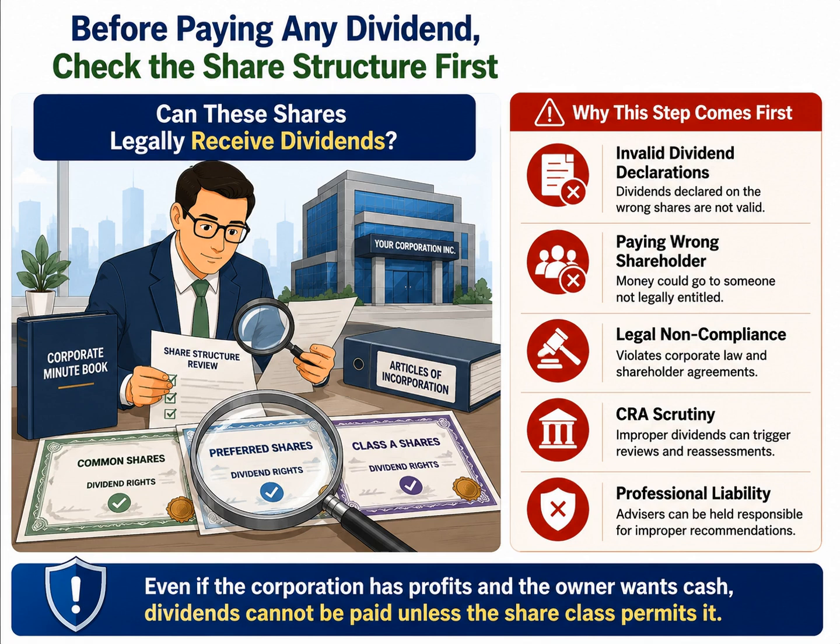The key takeaway is simple. Before calculating dividend amounts, before preparing resolutions, and before considering tax planning opportunities, always confirm that the intended share class actually permits dividend payments. Dividend planning starts with structure, and reviewing the share structure is the foundation of a compliant dividend strategy.